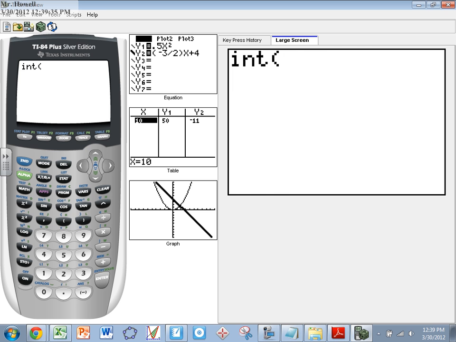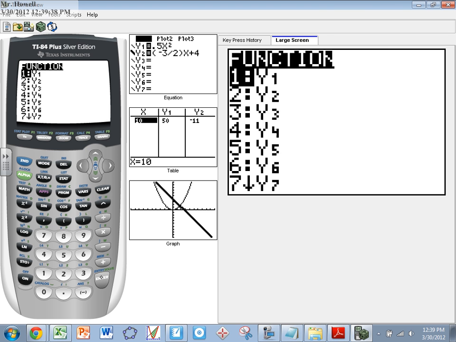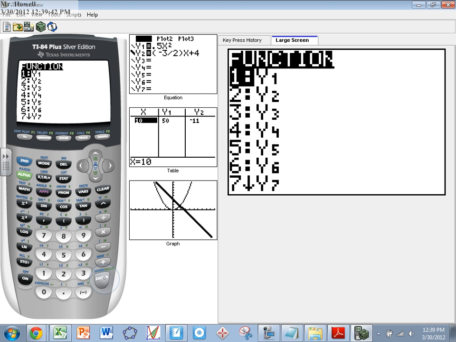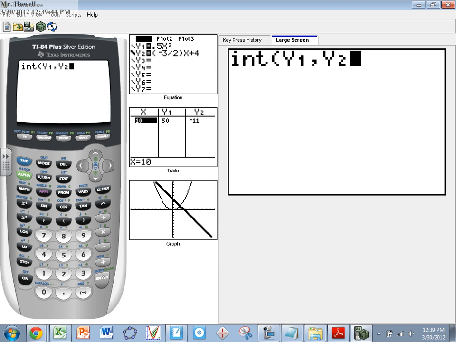So vars. Let's go over to y1. Enter, enter. Comma, vars. Let's go over to y2. Enter. Down. Enter. Maybe comma x. Should I probably put comma x? I just picked a variable, and then I think it's... So tell me what to press. Yeah, I don't think it's doing anything.